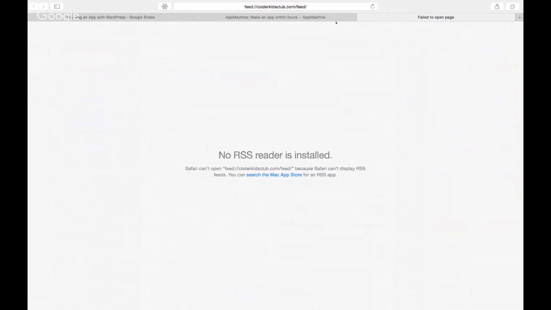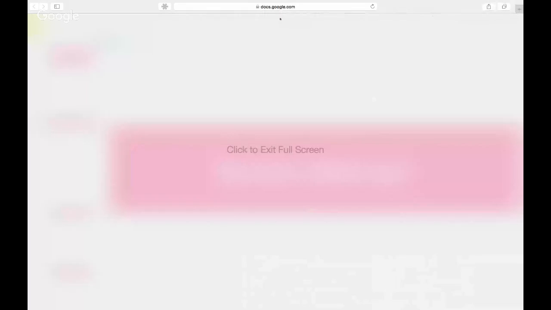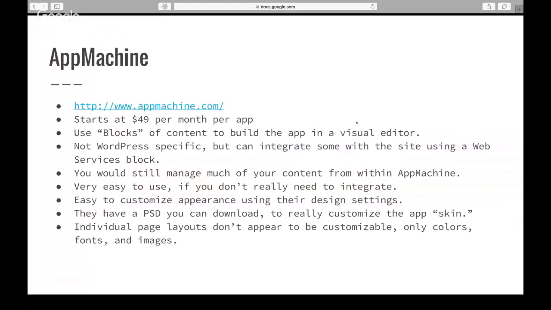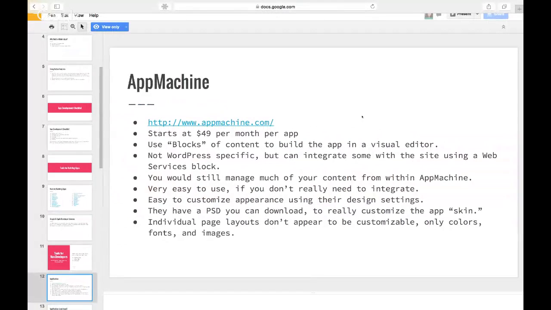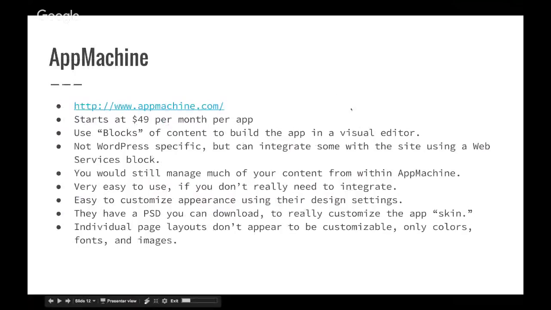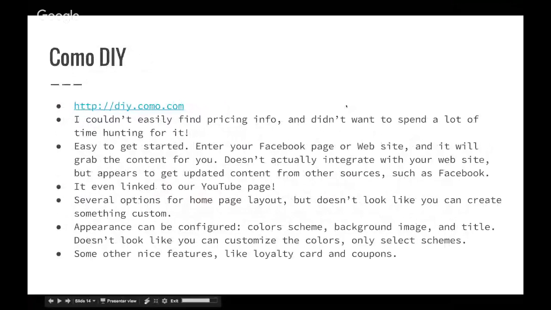All right, so we're going to close that. We're going to close App Machine, and we're going to take a look at the next one, which is Como DIY. So with this one, I couldn't find the pricing, and I really didn't want to spend a lot of time hunting around for it. But it looks like a really nice tool, so it's definitely worth a look.